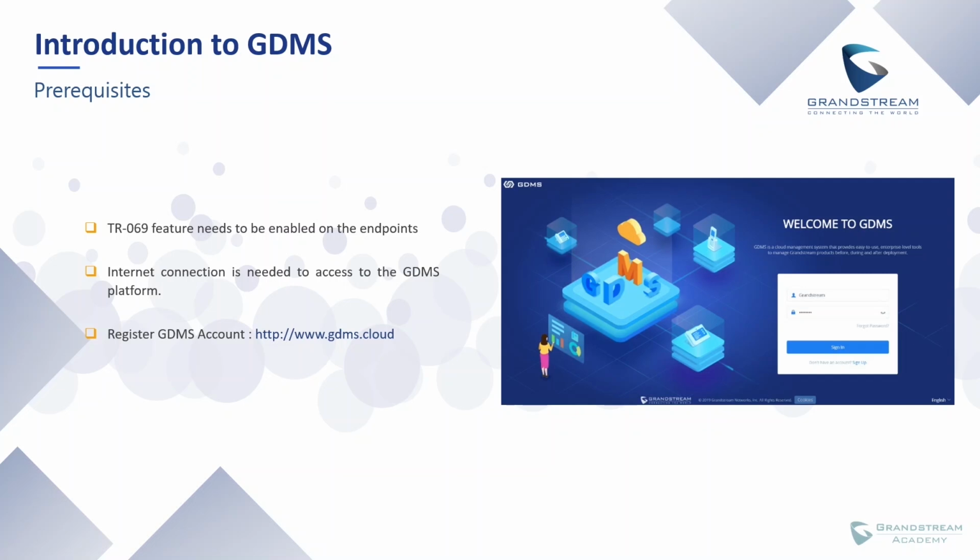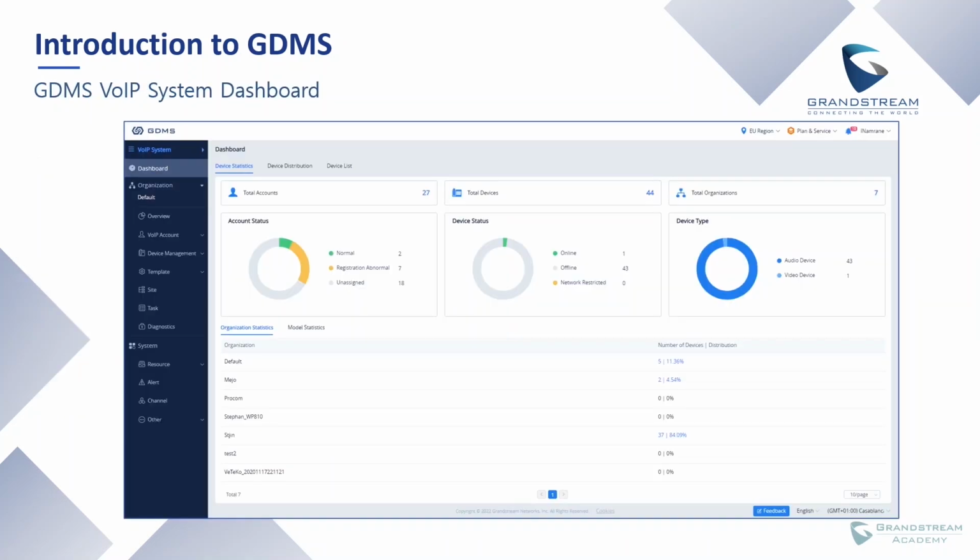TR069 feature should be enabled on the endpoints to allow the GDMS to remotely manage these devices. The GDMS dashboard provides an overview of the following information: total accounts, total devices, and total sites, which displays the total number of SIP accounts, the devices, and the sites configured on the GDMS.